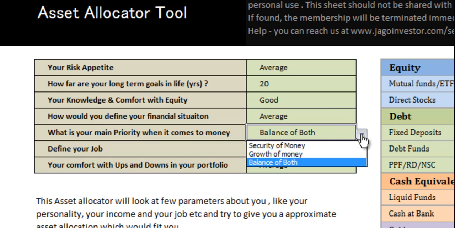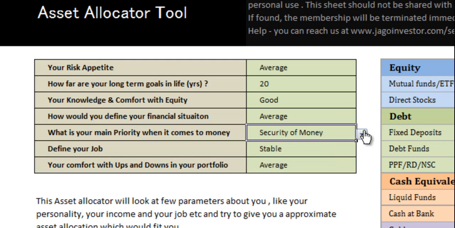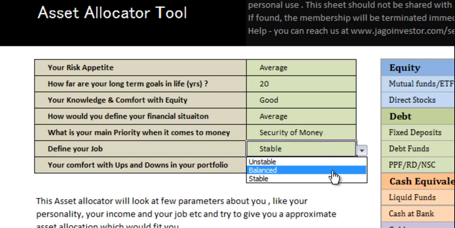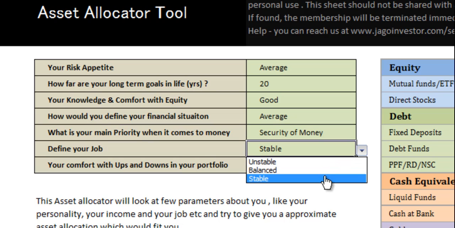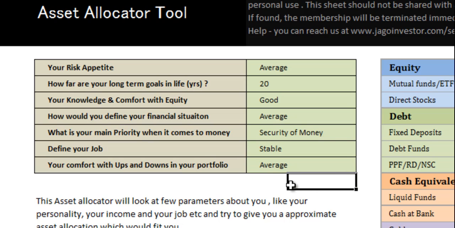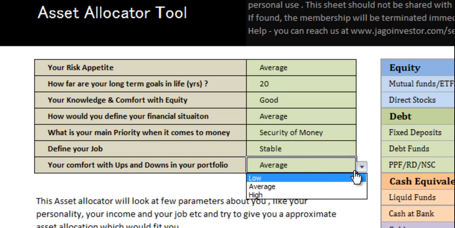And then what is your main priority when it comes to money? Why do you invest? Do you invest for growth of your money, for security of your money, or balance of both? Let's say I choose security of my money. I invest because I want security. And then how do you define your job? Is it stable, unstable, or balanced? Let's say I say it is stable. And then your comfort with ups and downs in your portfolio. Let's say I'm not comfortable with my portfolio going up and down a lot.